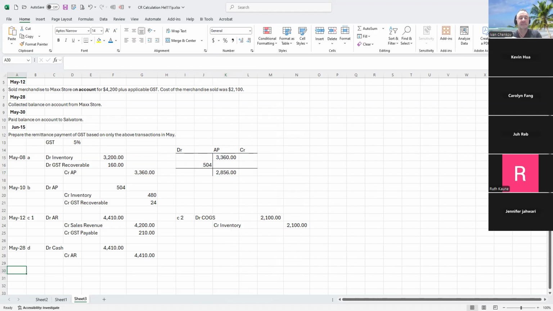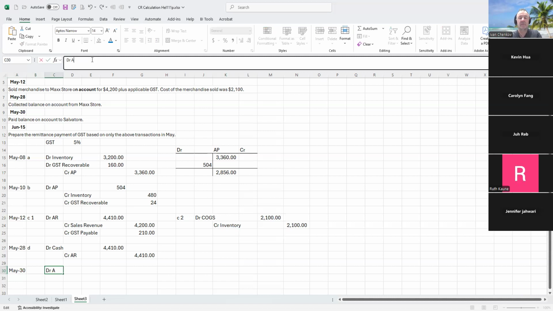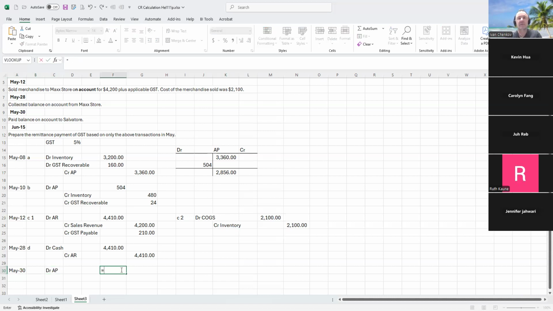Let's pay it. On May 30th, debit accounts payable. Let's close that accounts payable for that amount. And credit will be the account that you don't want to credit, but you have to: cash. Okay, we're done with this.